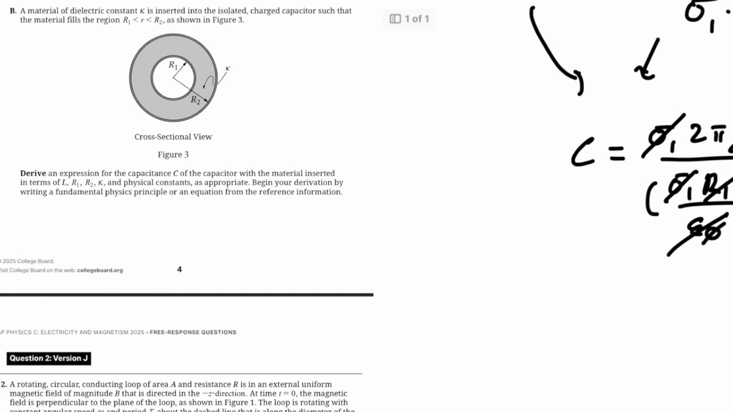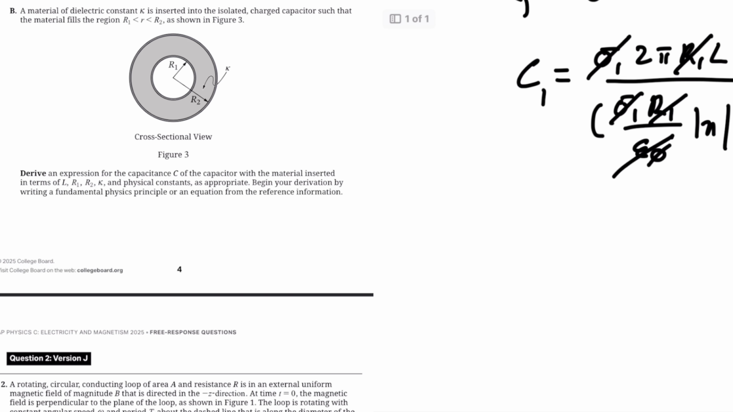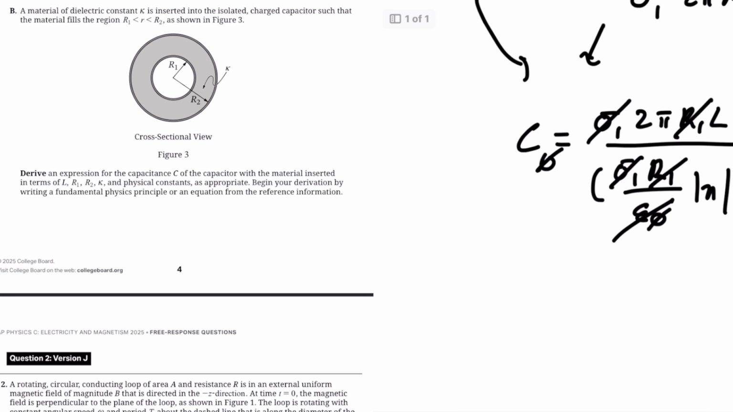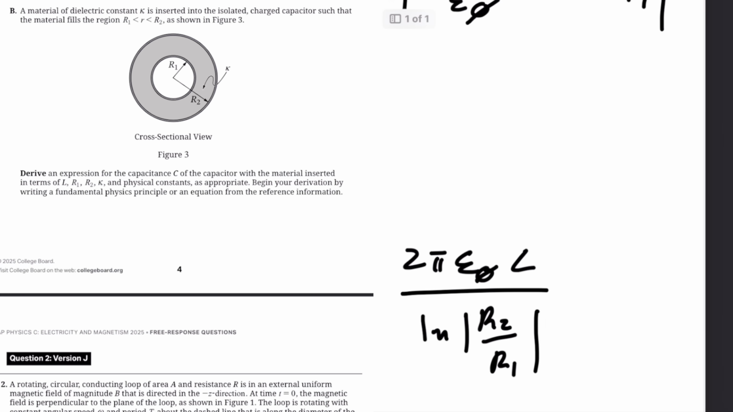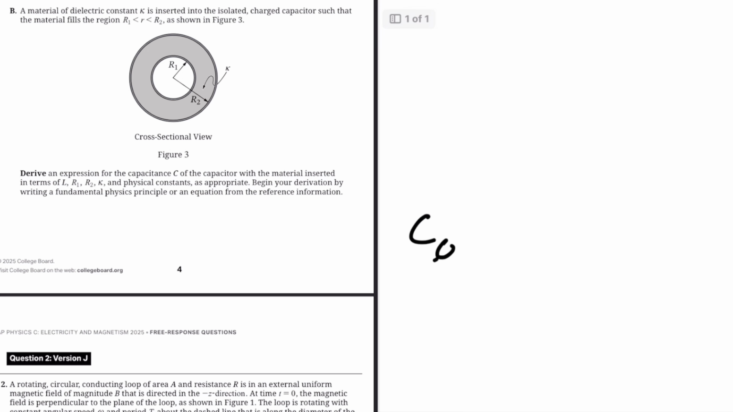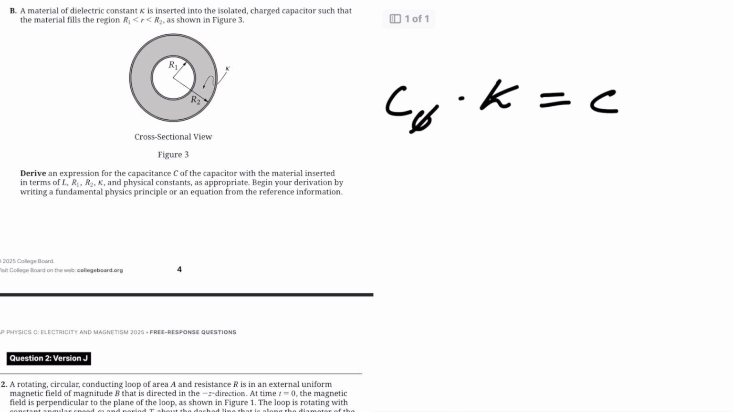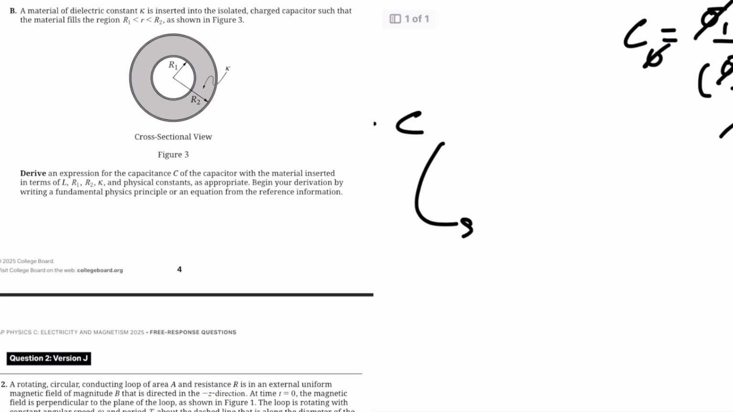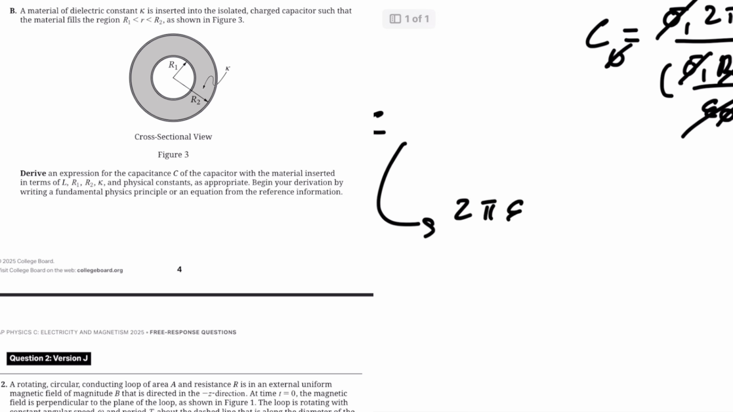Now, I should actually have called this C1 from the beginning. This is the original capacitance. Or, well, let's call it C naught, that's how College Board likes to talk about it. So this is equal to C naught. But now, after I insert the dielectric, we're going to use the fact that C naught times kappa is equal to the new capacitance. This is an equation that's not on the reference sheet, but College Board requires you to know it. So now I'm just going to take that entire expression, 2 pi epsilon naught L over ln R2 over R1, and multiply by kappa in order to get my new capacitance.